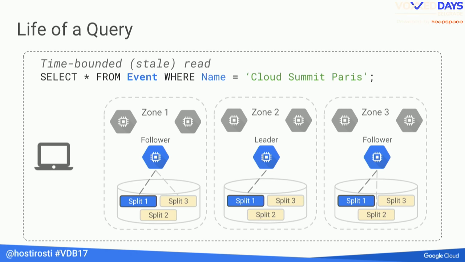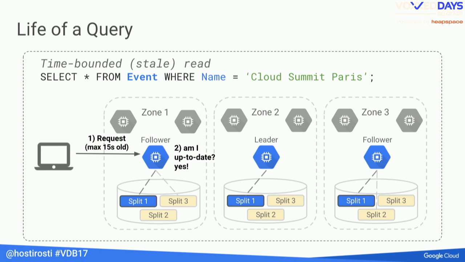In that case, what you can do is a so-called time-bound stale consistent read. Your client can say, okay, I accept data which is up to 15 seconds old. So that's what I'm going to do here. And if you do 15 seconds, in most cases, you will have the data in your replica already.